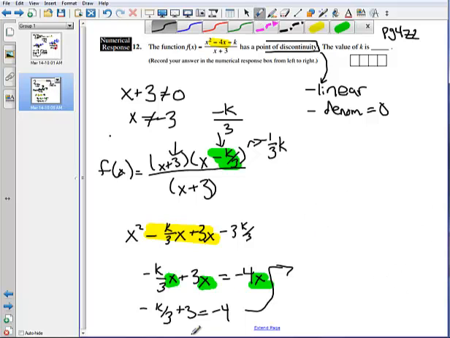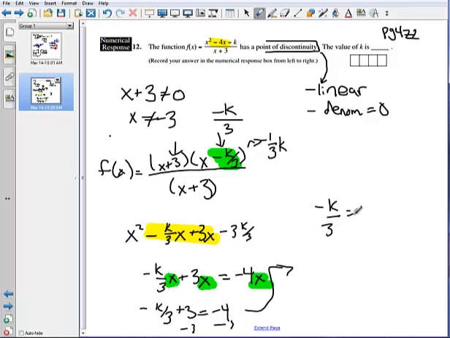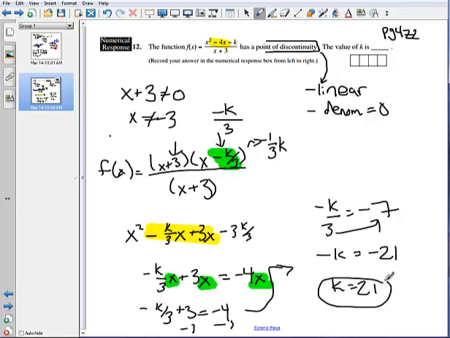Okay, so let's subtract 3 from both sides. Negative k over 3 equals negative 7. I multiply both sides by 3 to get rid of the denominator. Negative k equals negative 21. Divide everything by negative 1. K equals 21. So that's your answer there.